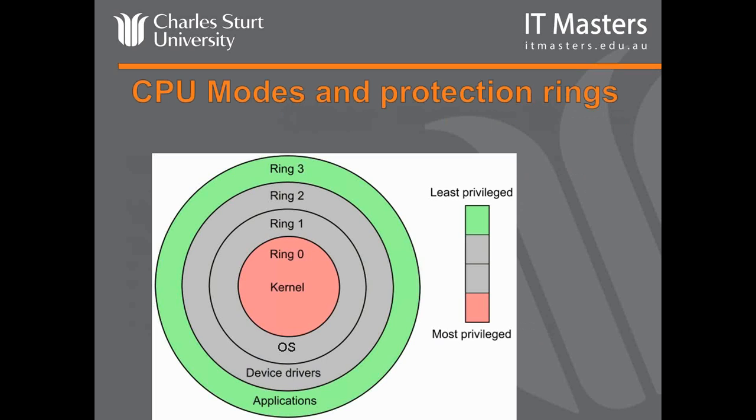So CPU modes and protection rings. This is not real, okay? This is an abstract and a model. But what we're talking about is most privileged to least privileged. Ring zero is our kernel. This is the core of our device. This is right down there touching the hardware and where we're allowed to do anything.